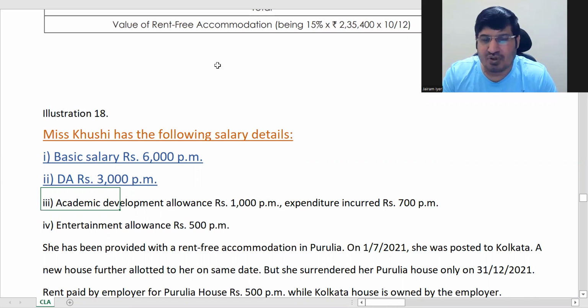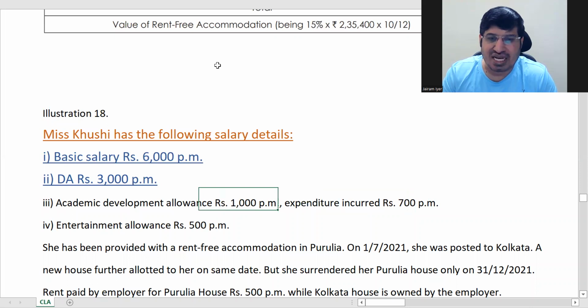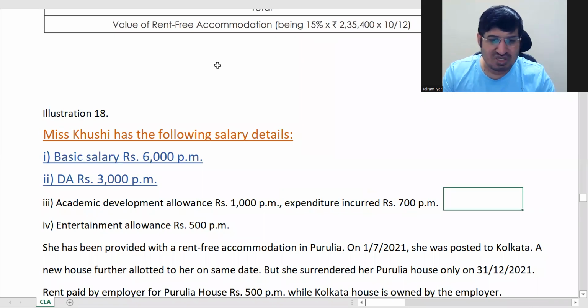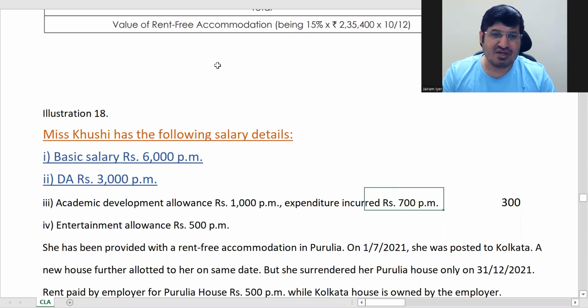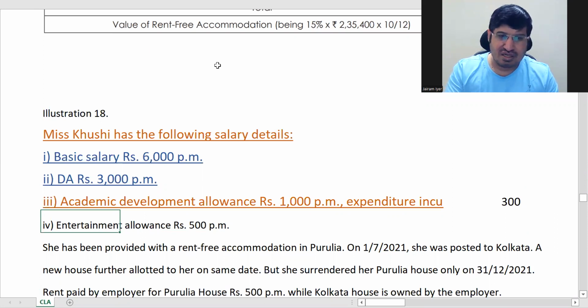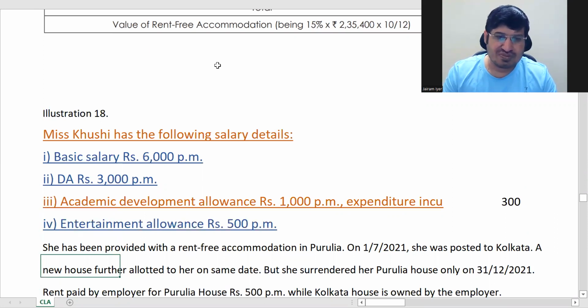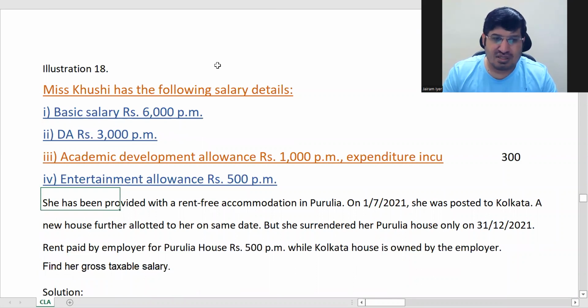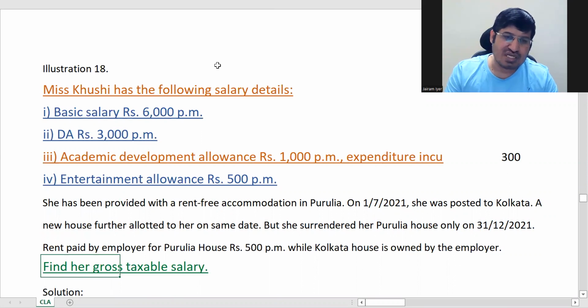This is exempt up to the expenditure. So expenditure is 700, this is 1000. So what is the taxable part here? 300 will be the taxable part. Okay. Entertainment allowance, 500. Okay, so let's just go ahead. Entertainment allowance, 500. Okay. We have to find her gross taxable salary.